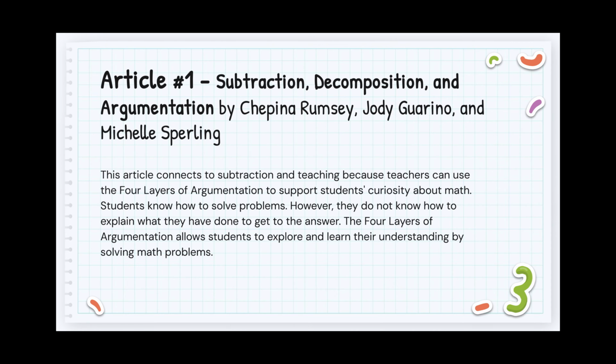Overall, this article connects to subtraction and teaching because teachers can use the 4 layers of argumentation to support students' curiosity about math. Students know how to solve the problems, however, they do not know how to explain what they have done to get to the answer. So the 4 layers of argumentation allow students to explore and learn their understanding by solving math problems and getting corrected by teachers.